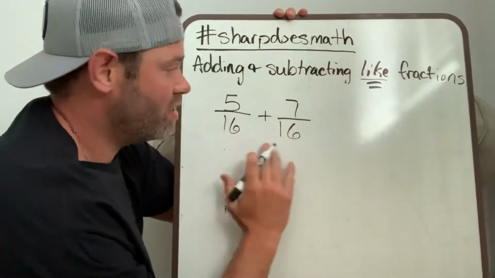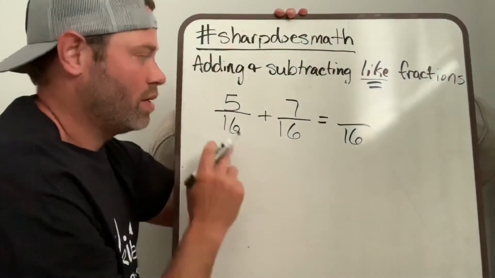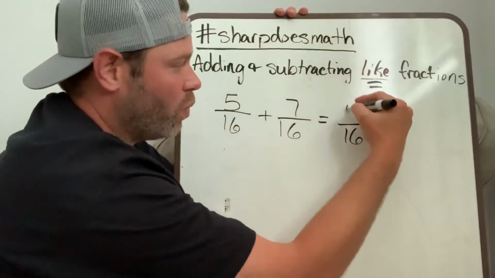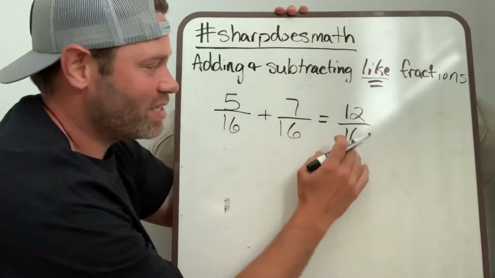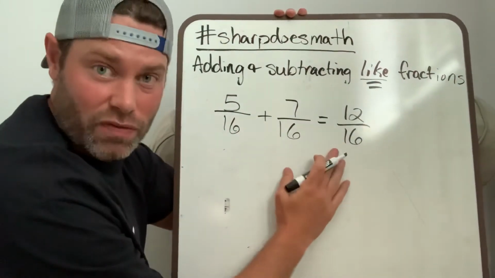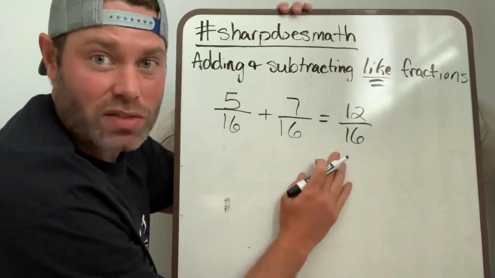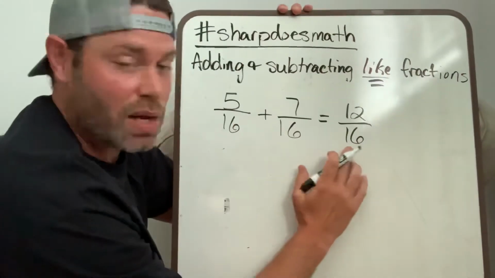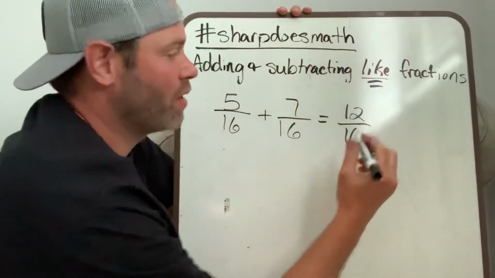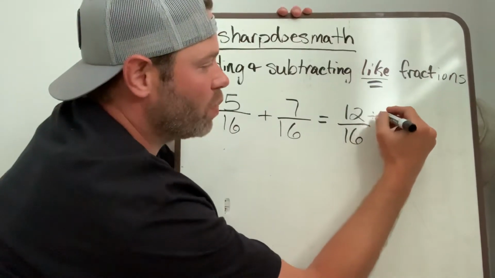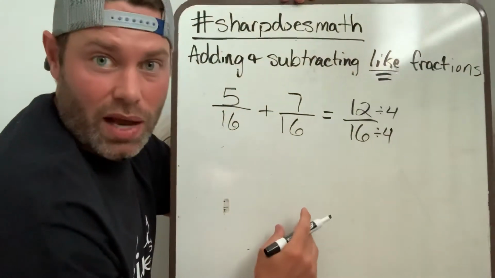The denominator is the same. So I'm going to keep my denominator at 16. 5 plus 7 is 12. And I have 12/16. Now in this case, if we look at the factors of 12 and 16, they both have a factor of 4, because 4 times 4 gives you 16. 3 times 4 gives you 12. So to simplify this, we divide the numerator by 4, and we divide the denominator by 4.